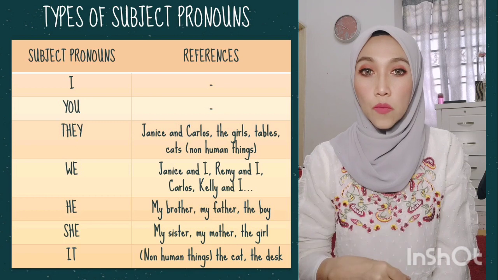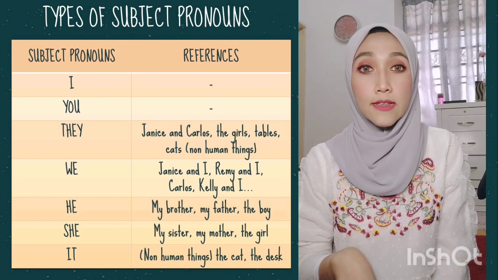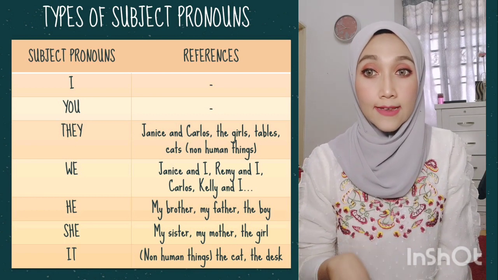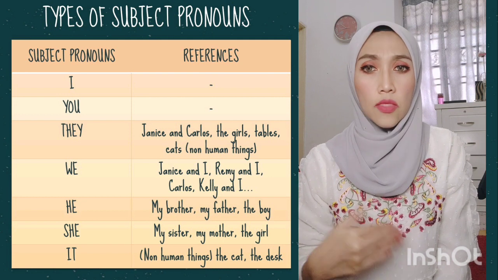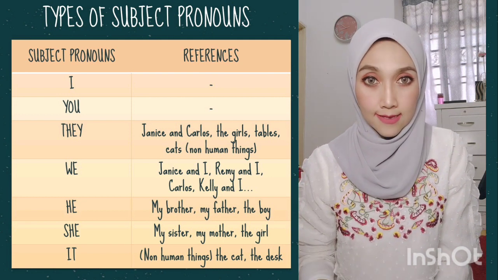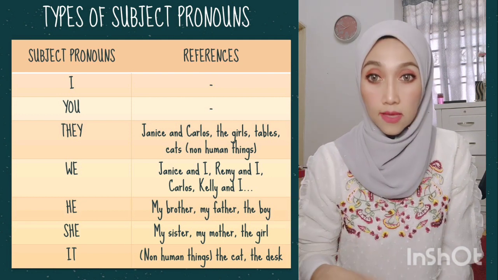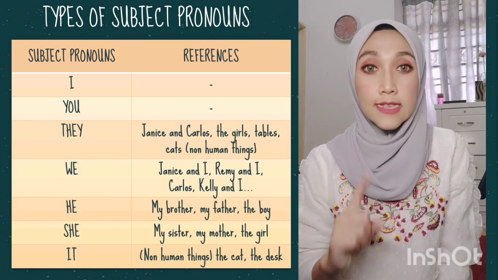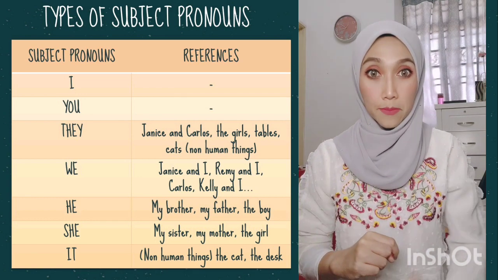All right, next. What about it? It is normally for non-human things like the cat, the desk, for animals, for things. And it is singular. Okay, remember that.